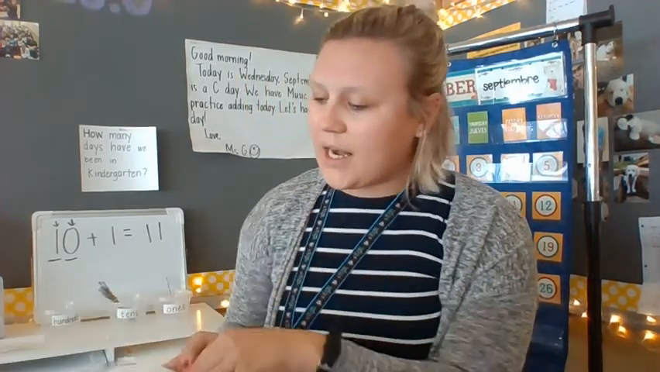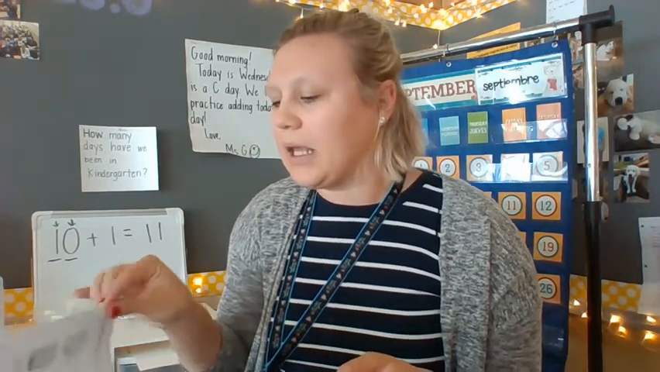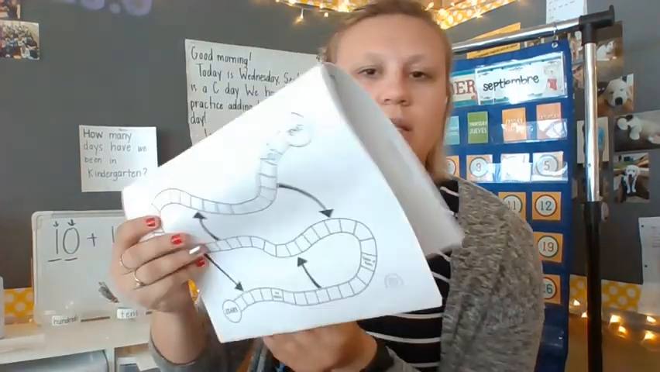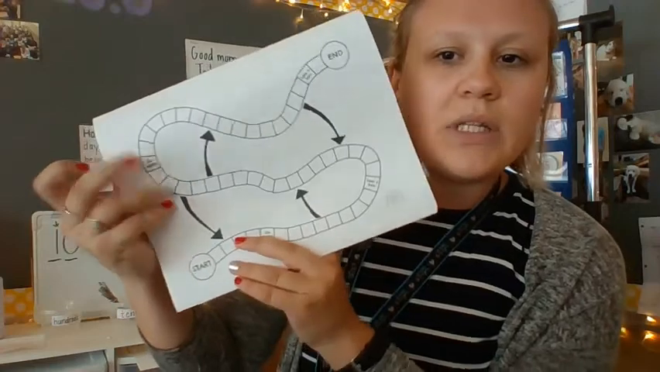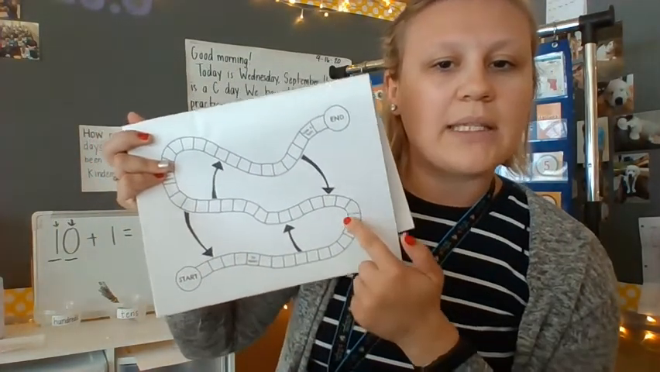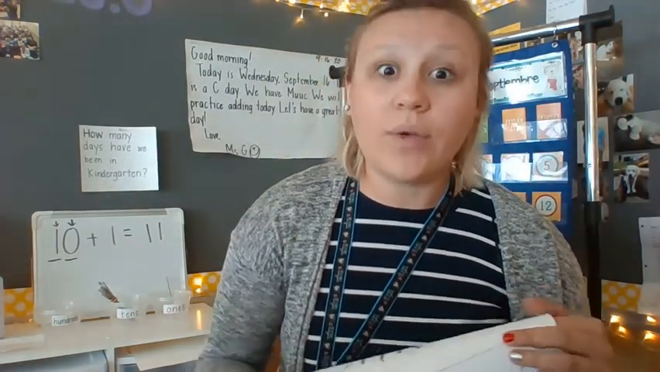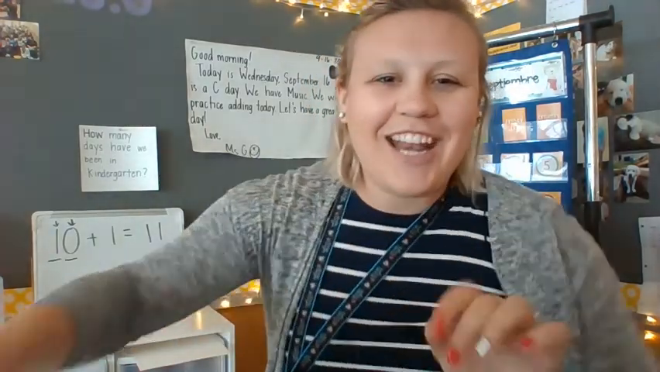So we're going to need our game board that looks like this. And we'll need something to be our little mover, our little game piece. And we'll need 2 dice. Again, you can use an online dice, or you can even just use 1 dice and roll it 2 times. All right, let's take a look at how that's going to go.